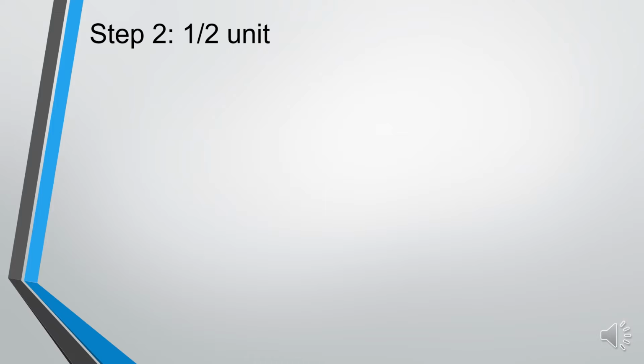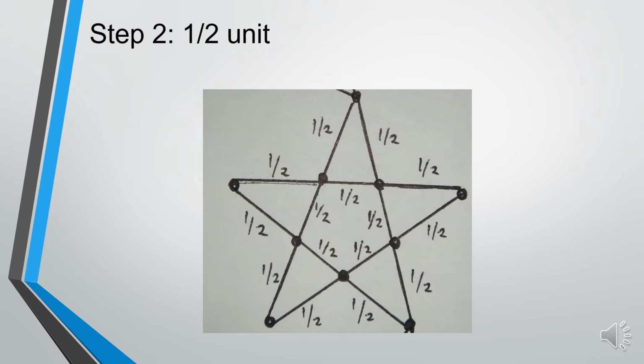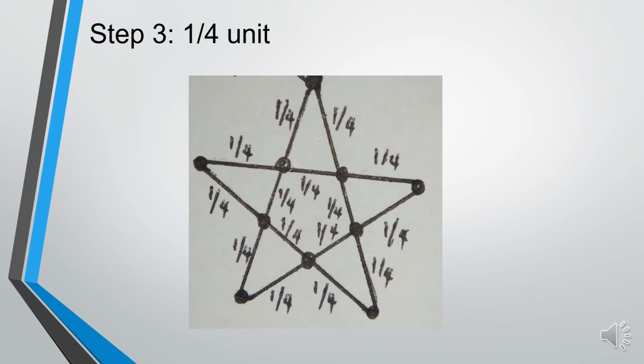Step 2, 1/2 unit. As you can see in our figure, all sides, including the interior angle, are equal to 1/2. Step 3, 1/4 unit. So, as you can see in our figure, all sides, including the interior angle of a star, are equal to 1/4.